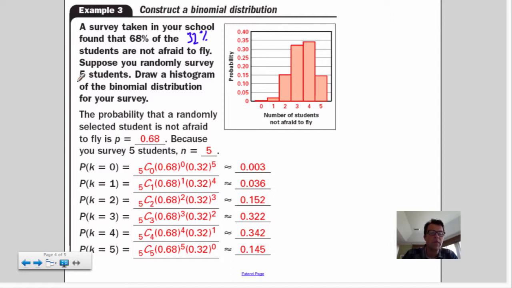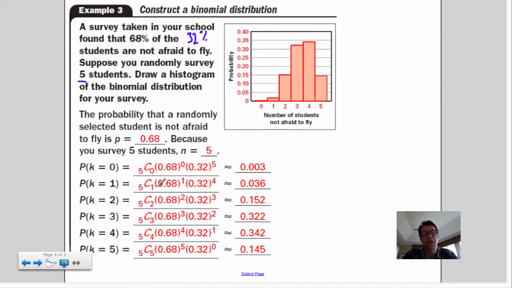Suppose you randomly survey 5 students. Draw a histogram of the distribution. So really, this binomial experiment is what I'd like you to think about. In this first case, of the 5 students you survey, none of them are not afraid to fly. That sounded kind of weird to say. But here, 0 kids are afraid to fly. And so you'd set up 5C0, take the probability of what you're interested in, raised to the power 0. But then, of course, you've got to have 5 students that are not afraid to fly.